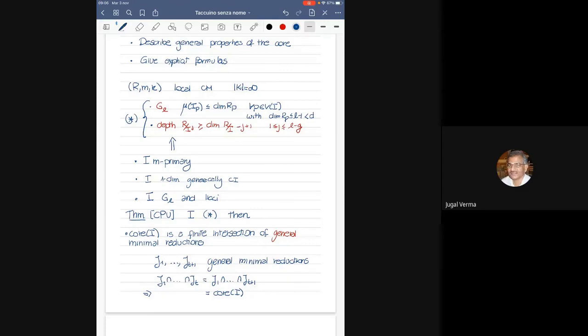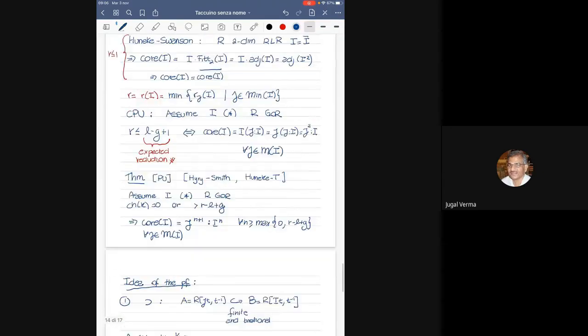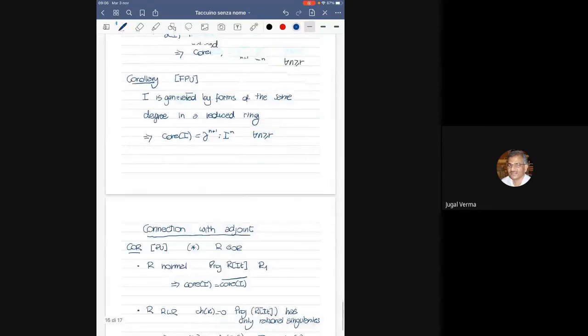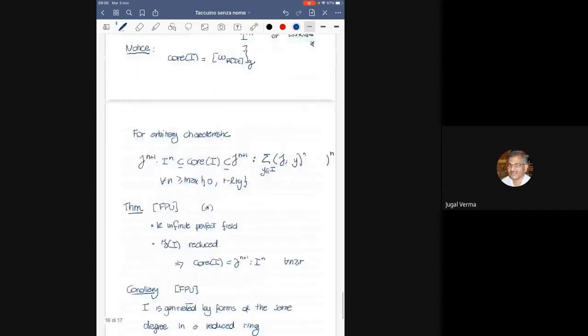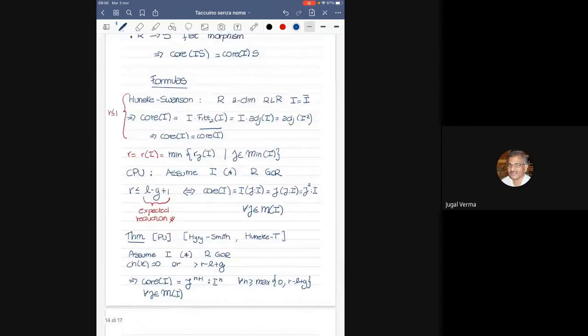Yeah, Claudia, you mentioned the result of Lipman, which talks about the core in any regular local ring when the characteristic of the residue field is 0. Yes, it's really more connected to the adjoint. What Lipman really proved is the equality of the adjoint. He didn't really work on the core, but he proved it's an equality.